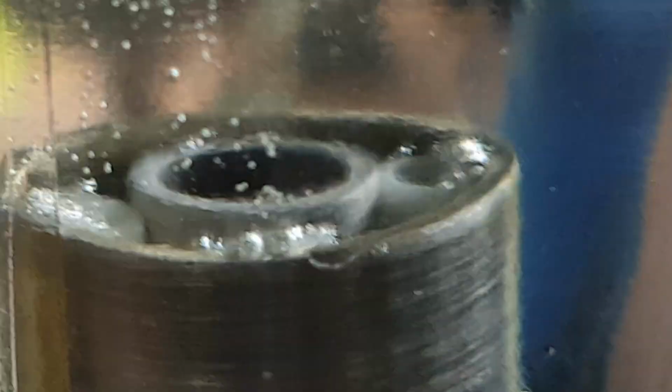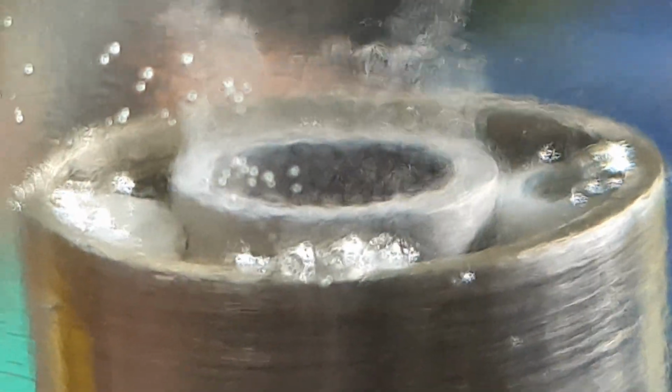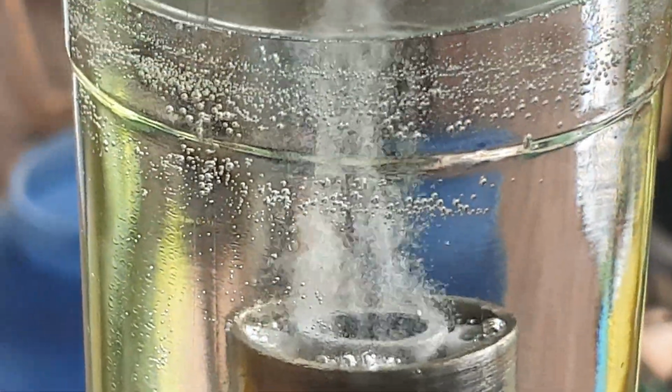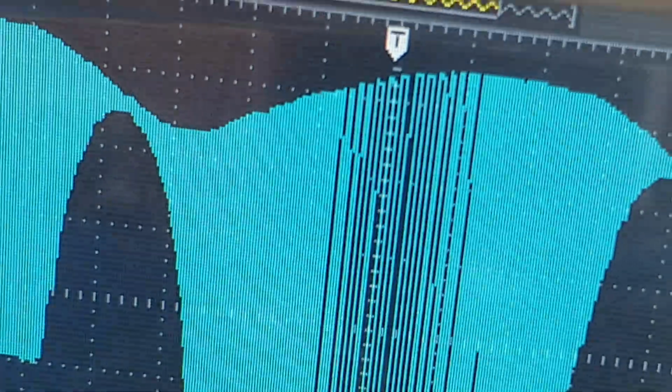I'll power up the capacitor. This is running off a capacitor, and I'll line you up there so you can watch the gas come out. Okay, 3, 2, 1. This is 1.2 watts. There's the signal.